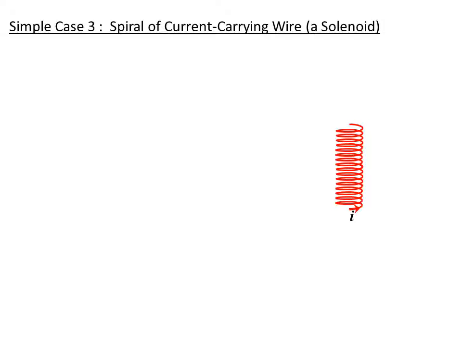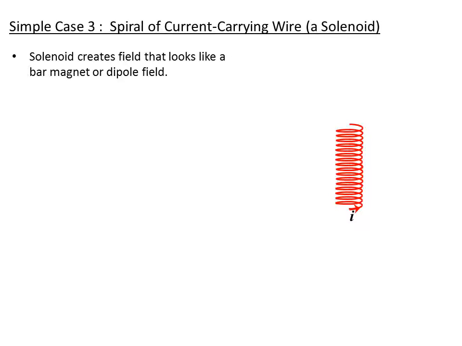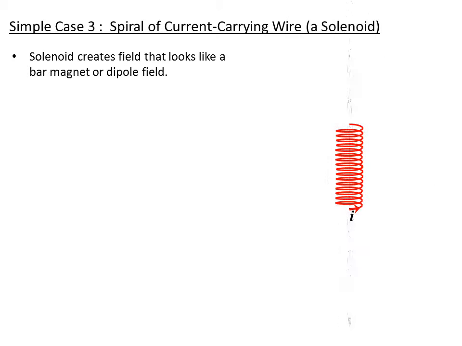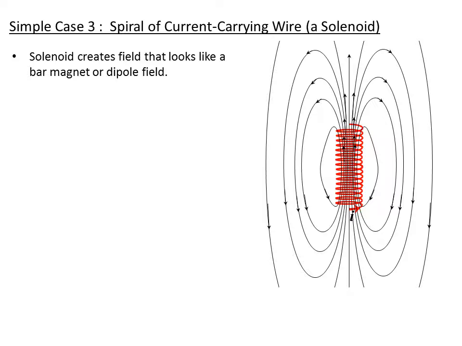Our third simple case looks at a spiral of current carrying wire. This is known as a solenoid. It's shown below as a red spiral with a current flowing in it. And the solenoid creates a field that looks like a bar magnet or a dipole field, similar to that of a single loop of wire. The field lines are shown, and you can see that they have a dipole pattern, though they're a little bit stretched from the single loop. Again, there's a north and south pole, and again, it's symmetric around the axis of the solenoid.